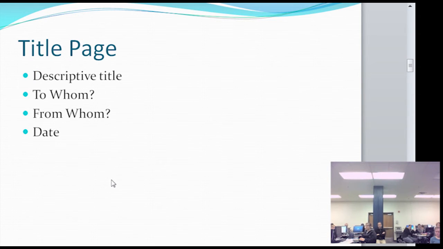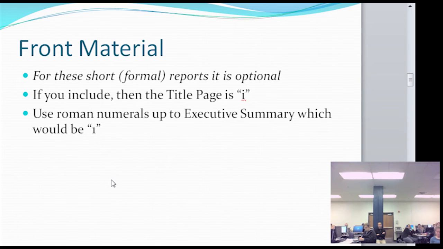The title page is very simple, just a descriptive title, to whom, from whom, and the date. Okay, again, this may or may not be used if you want to in these short reports. The front material, if you do include it, is paginated with Roman numerals, beginning with the title page being Roman numeral 1, but it doesn't have a number on it.